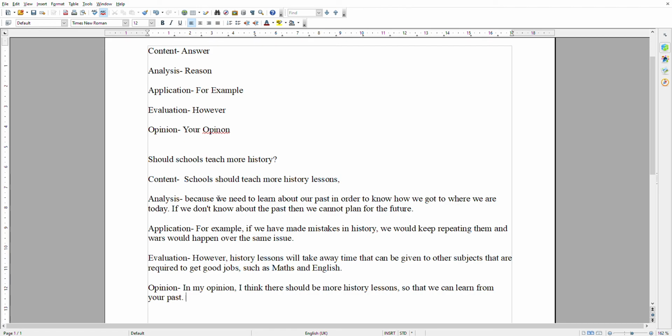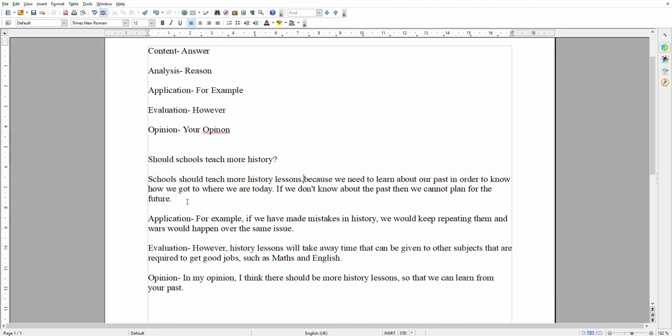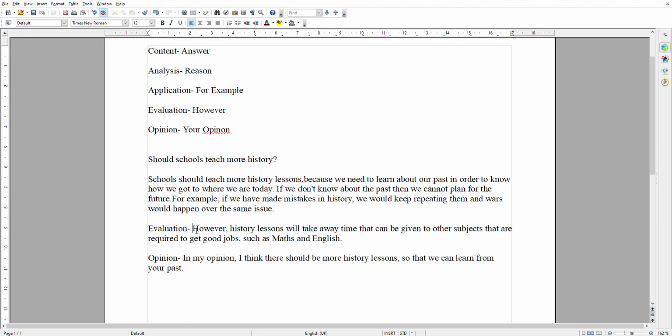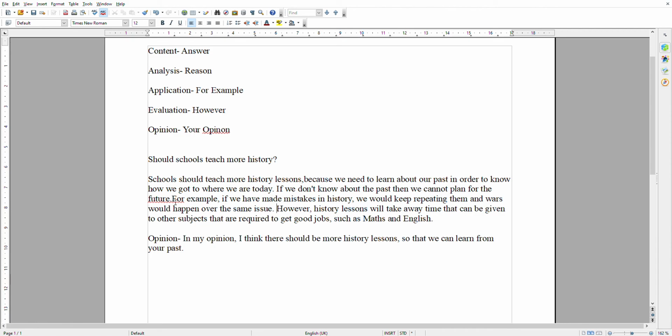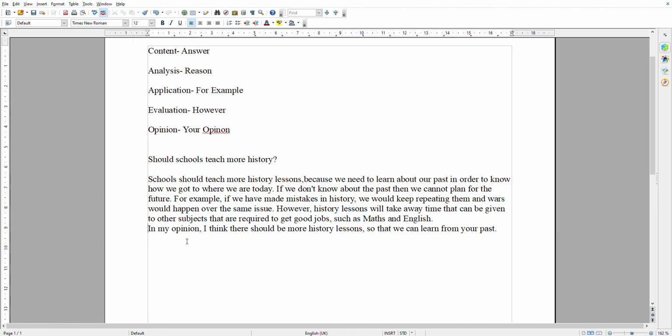Now, you're looking at this and it's all divided up into small parts, 5 different parts to be specific. Now, you want to make that into one paragraph. So look how easy it is to actually make this into a paragraph. So if we just remove the word content and analysis, and then we remove application, evaluation, and I need to make an extra gap here. And finally, we remove this opinion part. And we have a perfectly formed paragraph.